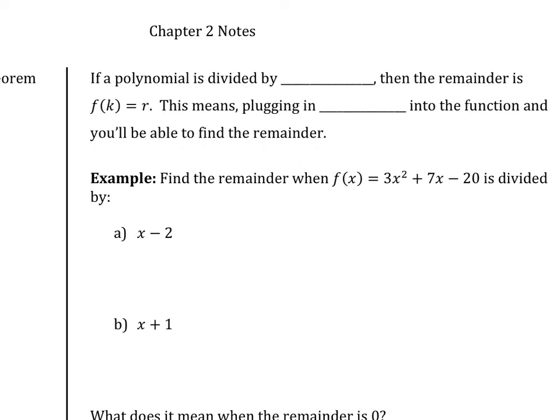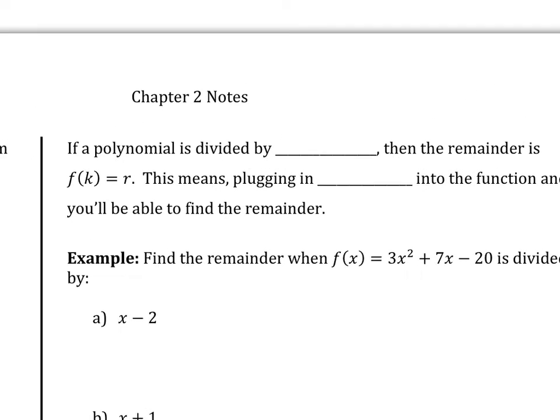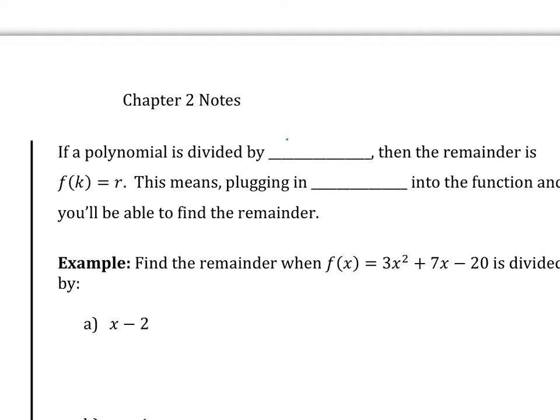Okay, the remainder theorem says if you take a polynomial and you divide by a factor, let's say the factor is x minus k, then the remainder is f of k. So basically, if you divide by x minus k, that means you're saying the x value is equal to k. Then what you do is you just plug k into the function and you'll get a number. That number is the remainder.